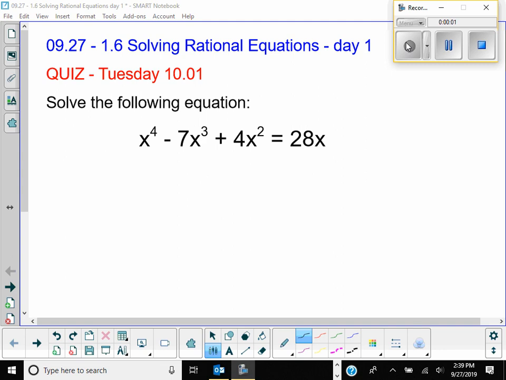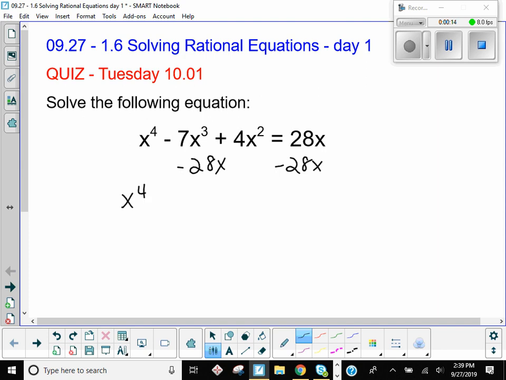How did you begin this problem? What's the very first thing? Yes. Right, subtract 28x. Okay. So that gives me x to the 4 minus 7x cubed plus 4x squared minus 28x equals 0.